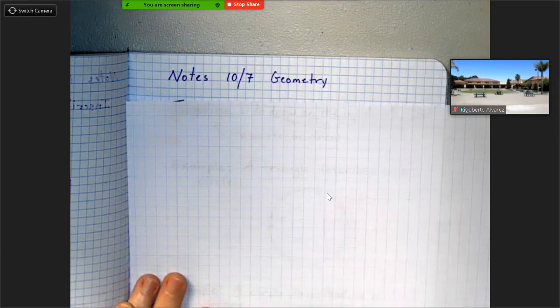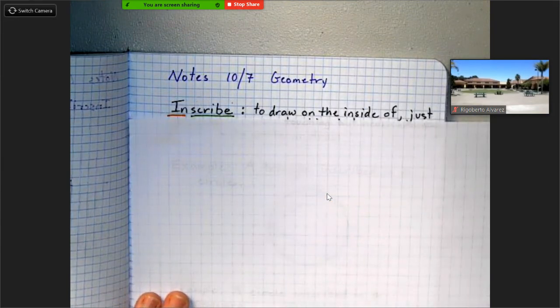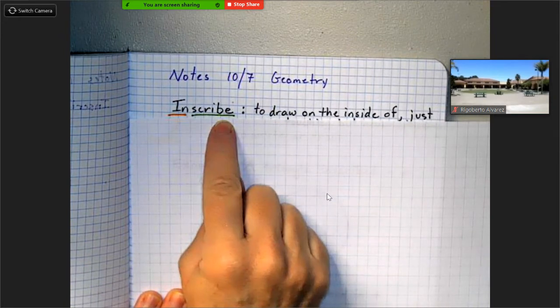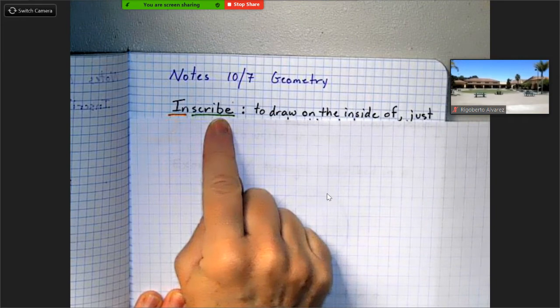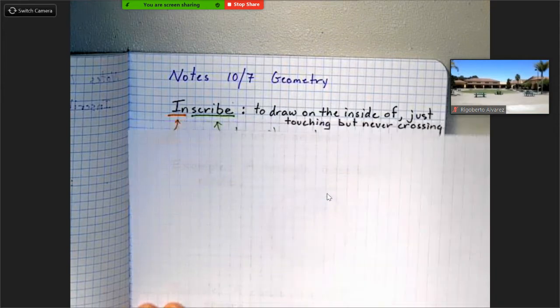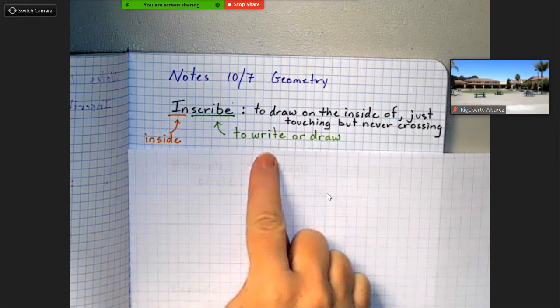We are talking about inscribe. How do you inscribe? What does it mean for something to be inscribed? So here's our vocabulary word for today, inscribe. We can actually break this word apart. The in means in, and scribe means to write or draw.